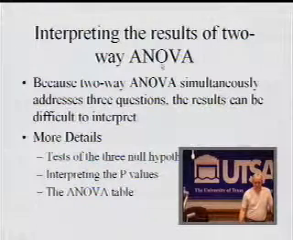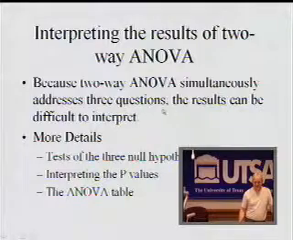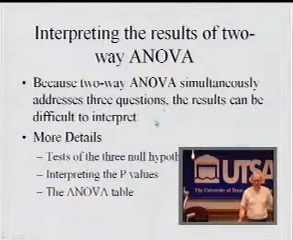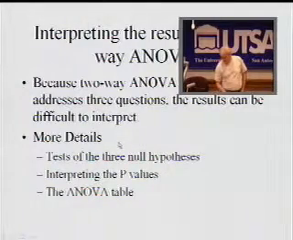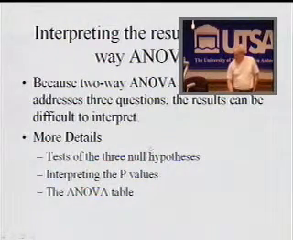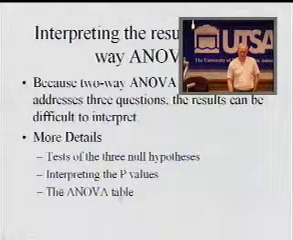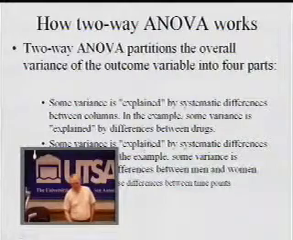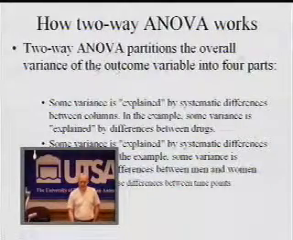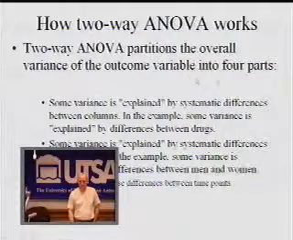So interpreting the results of the two-way ANOVA: because the two-way ANOVA simultaneously addresses the three questions, the three hypotheses, the results can be difficult to interpret. So for more details, we recall that it tests the three null hypotheses, the interpreting of the p-values, and the ANOVA table. So how the two-way ANOVA works: it partitions the overall variance of the outcome variable into four parts.